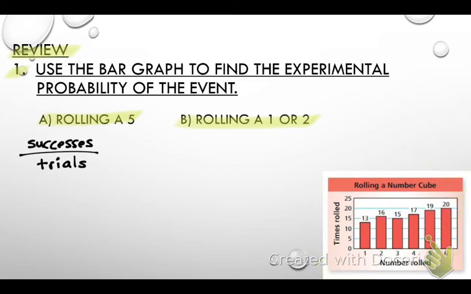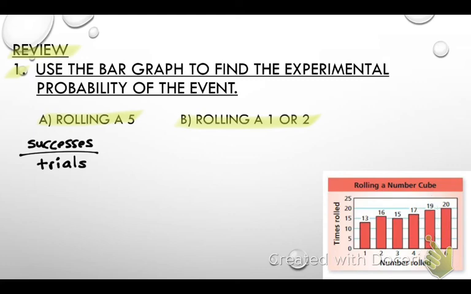There are 6 different numbers they could roll. Does anyone see how many times they rolled the number 1? 13. How about the number 3? 15. What about the number 6? 20. Okay, so above here on each of them, it tells us how many times they rolled that. What are we looking for in problem A? 5. Rolling a 5. Guys, how many times did they roll a 5? 19. Very good.